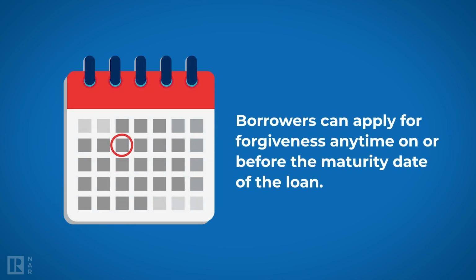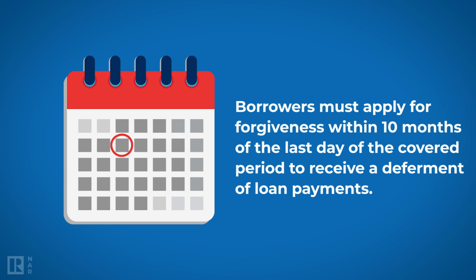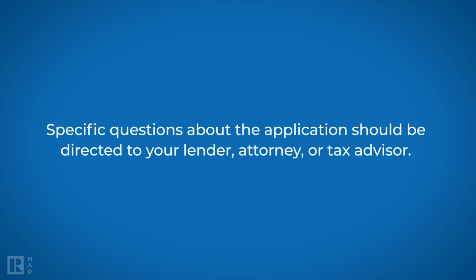Borrowers can apply for forgiveness any time on or before the maturity date of the loan, including before the end of the covered period if they have used all the loan proceeds for which they're requesting forgiveness. Borrowers must apply for forgiveness within 10 months of the last day of the covered period to receive deferment of loan payments. If you have specific questions about your applications, you should speak with your lender, attorney, or tax advisor.